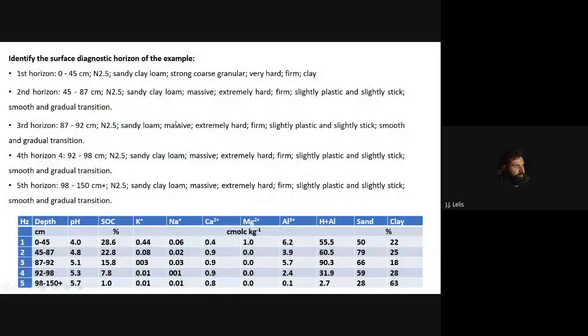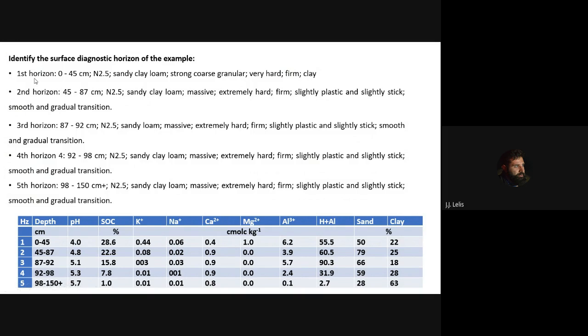So in this exercise, we have a histic horizon because, first of all, we have a high content of soil organic carbon. Second, we have a neutral gray color that indicates water table influence or tidal water influence. And we have a thickness equal or higher than 10 centimeters. So this first exercise, the surface diagnostic horizon, is a HISTIC horizon.